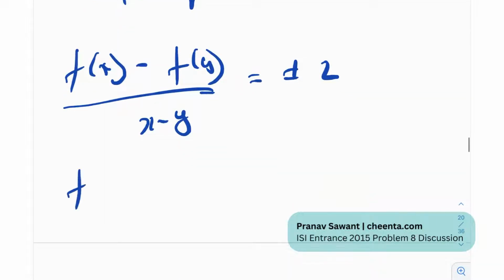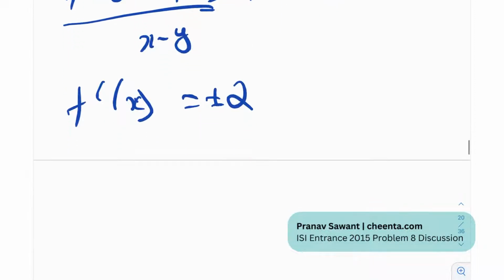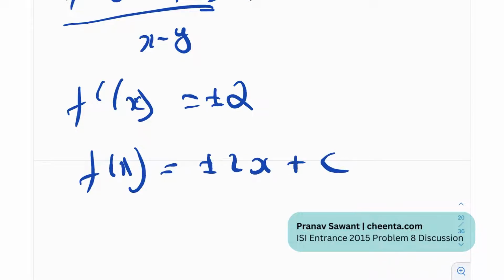And what is this? This is nothing but f prime of x. f prime of x is plus or minus 2. And if I just integrate that on both sides, I get f of x equal to plus or minus 2x plus c. It's just simple integration. But here's the thing. So we got f of x equal to plus or minus 2x plus c.